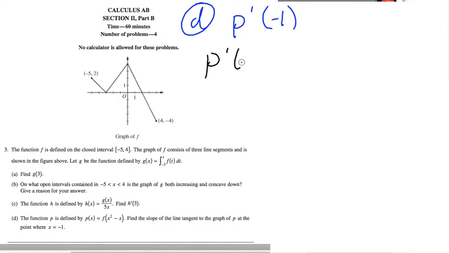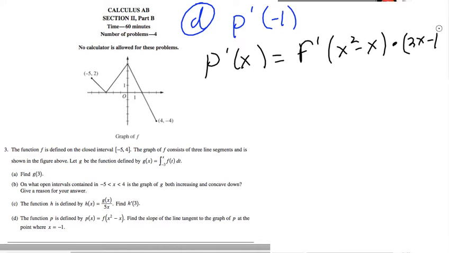So we need P prime of x. How the chain rule works is you do the outside layer first. The outside layer is f. You know what the derivative of f is? f prime, and then your something. The derivative of f of something is f prime of something, and then hopefully you've already finished this sentence in your head, times something prime, times 2x minus 1. Outside layer prime, then chain on the derivative of the inside layer.